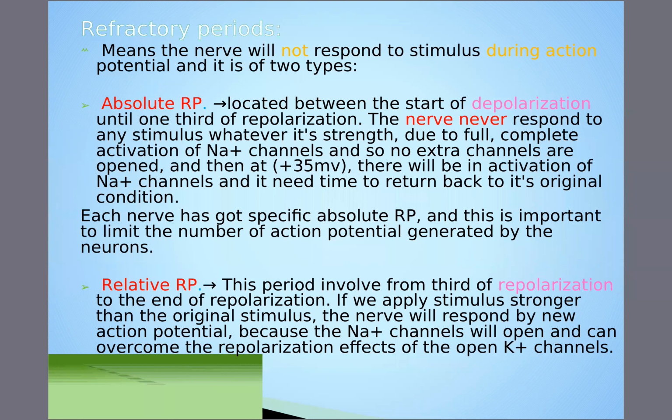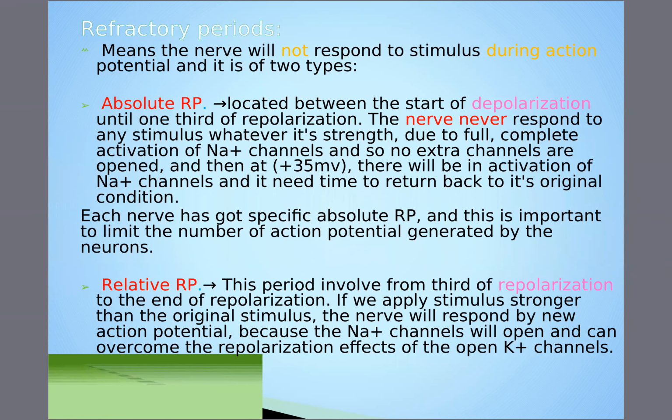Refractory period, meaning that the nerve will not respond to the stimuli during the action potential, and it is of two types: either absolute or relative refractory period. The absolute refractory period is located between the start of depolarization until one third of repolarization, and the nerve does not respond to any stimulus whatever its strength.